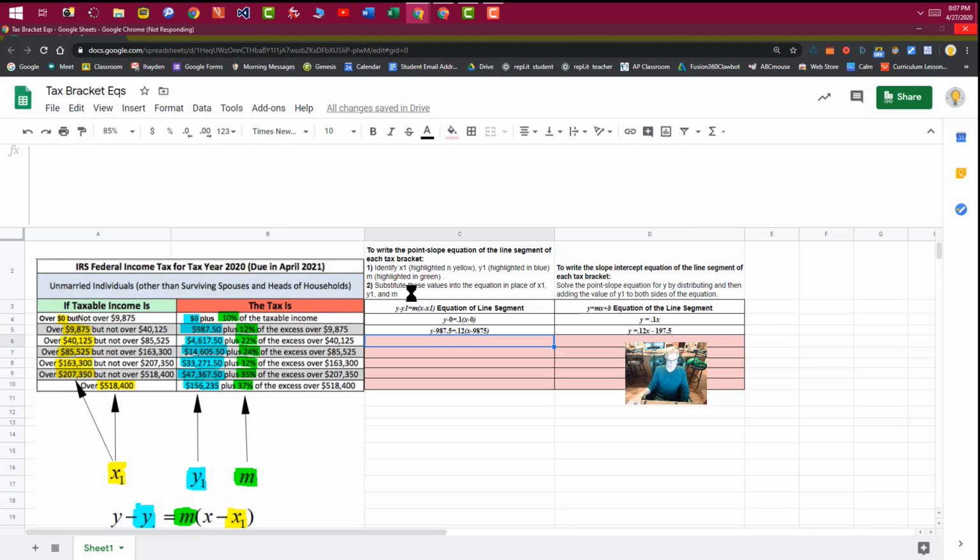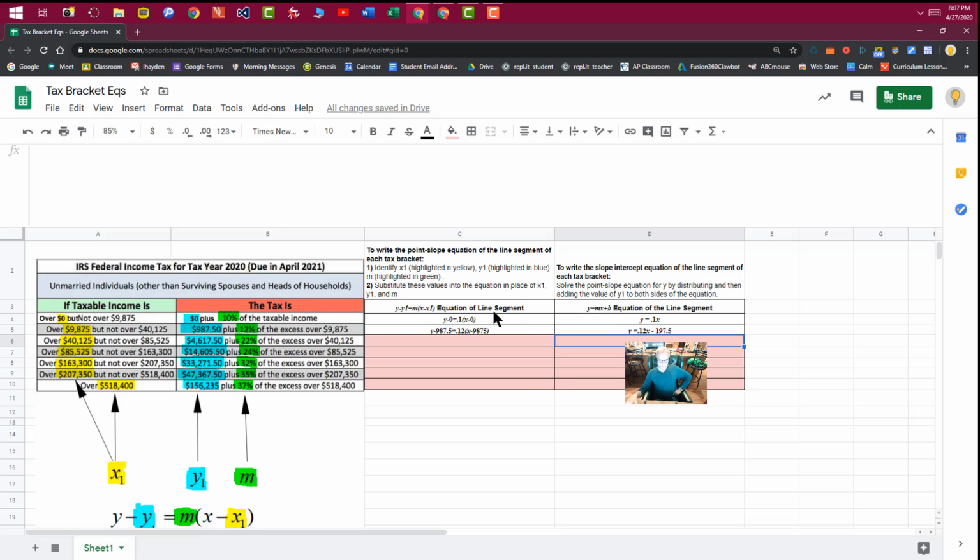Then you simply substitute those values in for X1, Y1, and M in the point slope equation, which is y minus y1 equals m times x minus x1. So that'll give you the point slope equation of the line segment. Then to write the slope intercept form of the equation, you simply solve for y. So that's going to involve distributing, and then you're going to have to add the value that's on the left side of the equation, which happens to be the value that was y1. You're going to add that to both sides of the equation, and that's going to get you y all by itself.